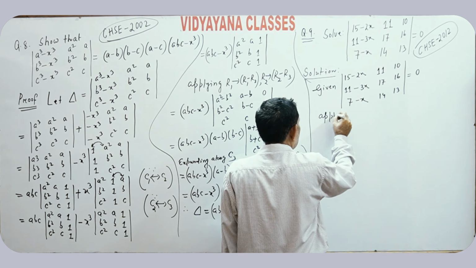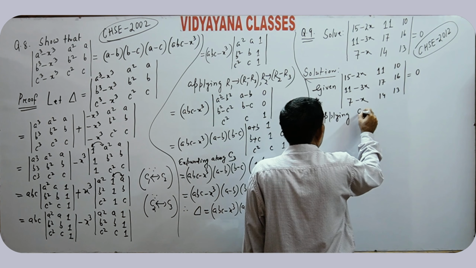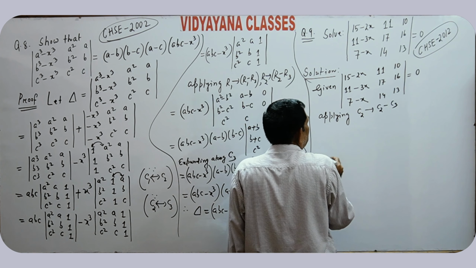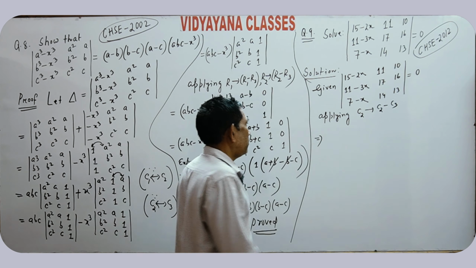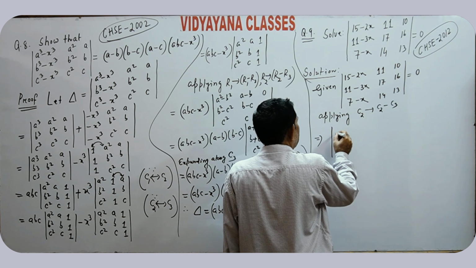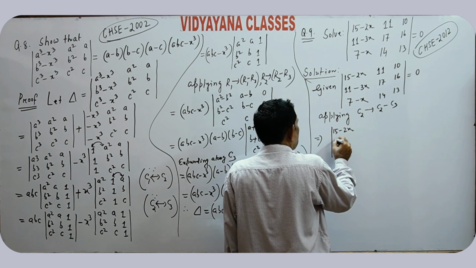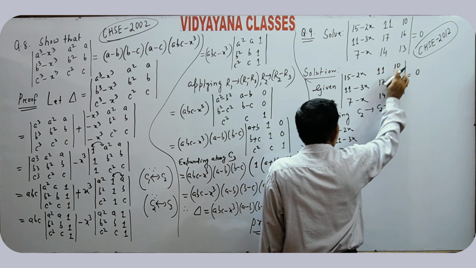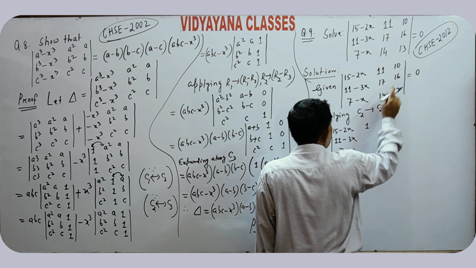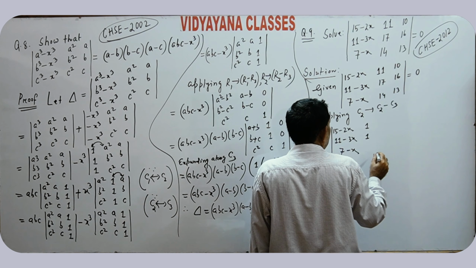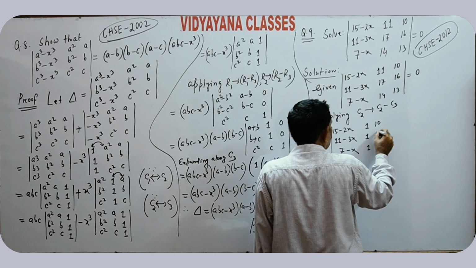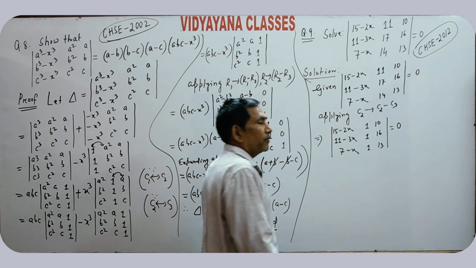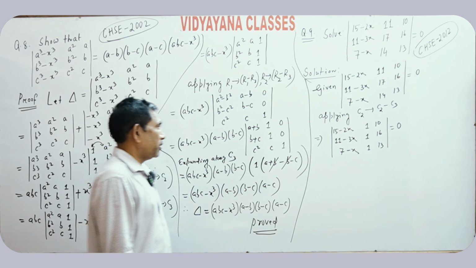Applying C2 is replaced by C2 minus C3, the equation of a determinant will be the determinant having elements 15 minus 2x, 11 minus 3x, 7 minus x, 11 minus 10 that is equal to 1, 17 minus 16 that is 1, 14 minus 13 that is 1, 10, 16, 13 is equal to 0. Clear? Okay.